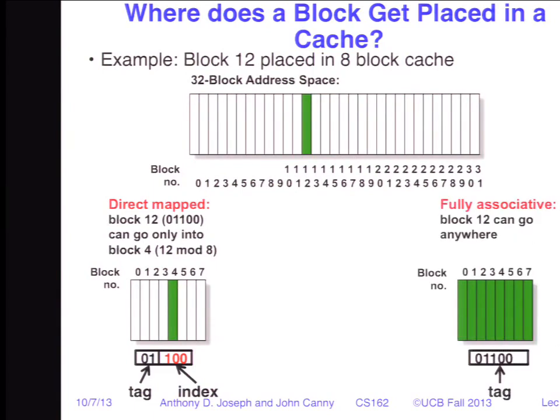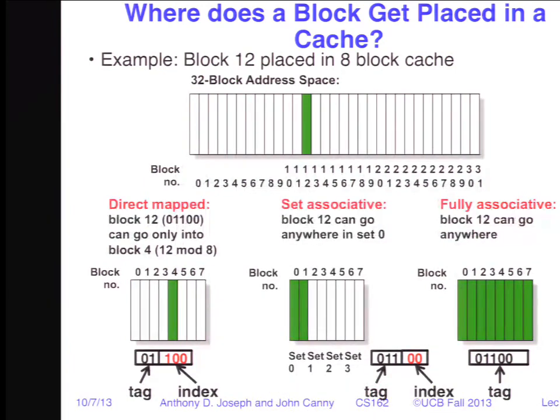Okay. With a fully associative cache, we can put it anywhere. Right? We're going to use the tag to determine where it's actually stored. In a set associative cache, it could go anywhere in set 0. All right?